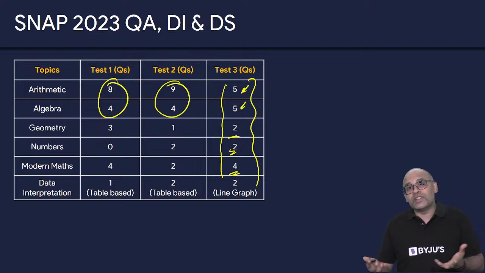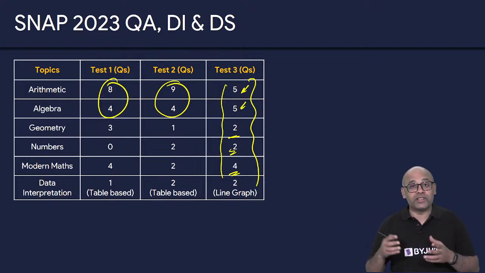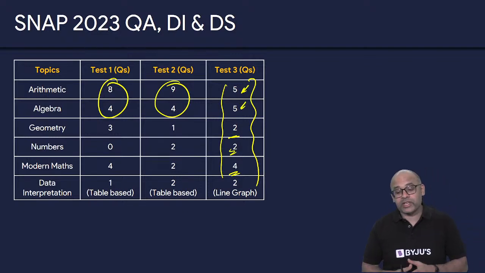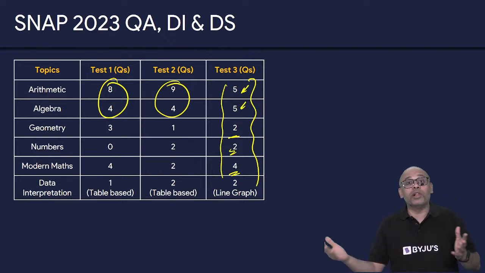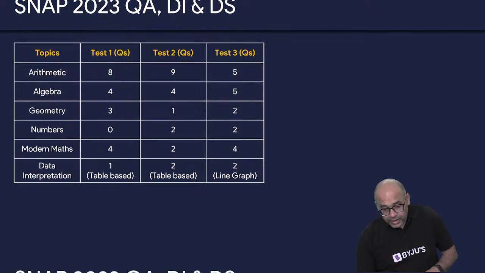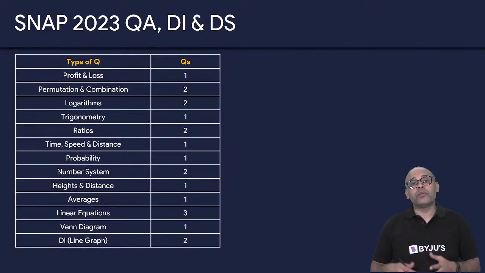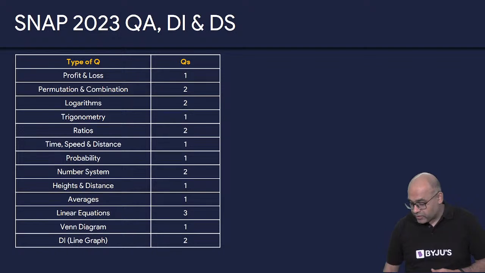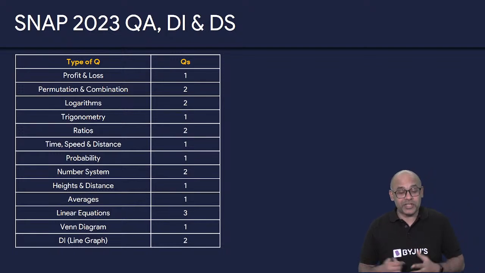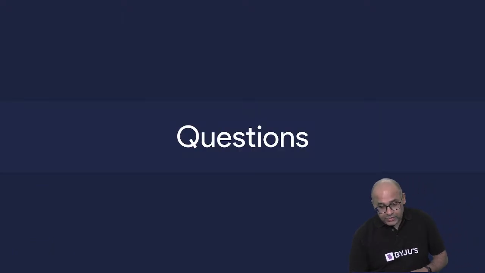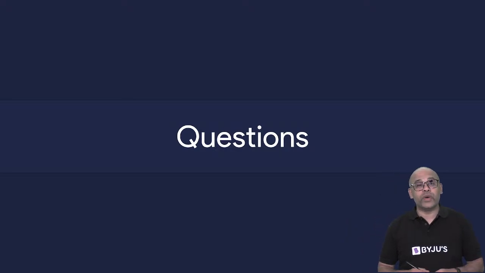So good news for some, bad news for some, depending upon whether that strength of arithmetic and algebra is yours or not. Okay, but yes, I would say test 3 was a more balanced paper in terms of the number of questions coming from all the areas. I have a breakup of the type of questions from quant, but let's quickly move on to the questions. I'm sure you are all waiting for the answers. So let's go ahead and solve a few questions that I remember.